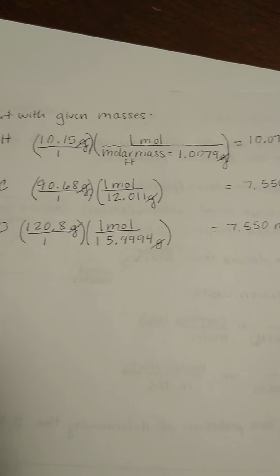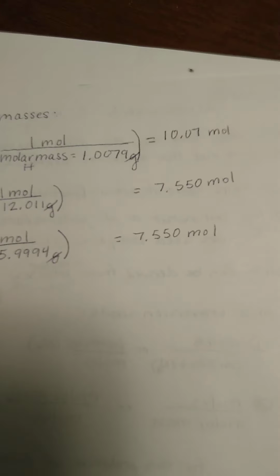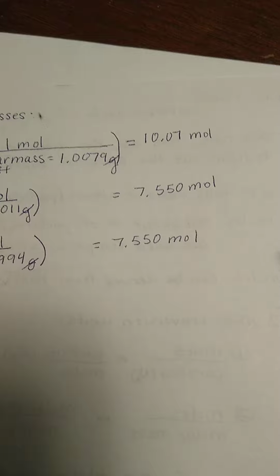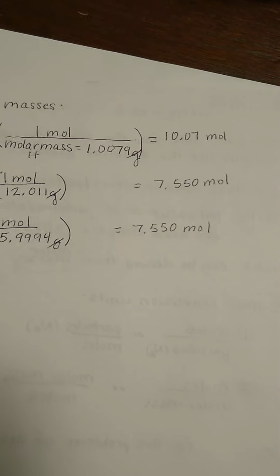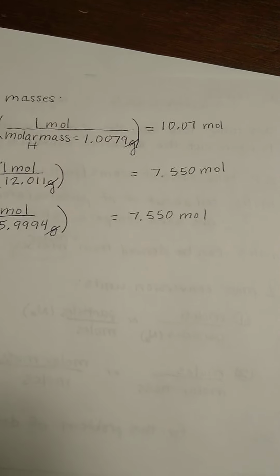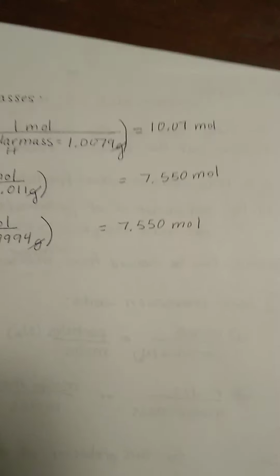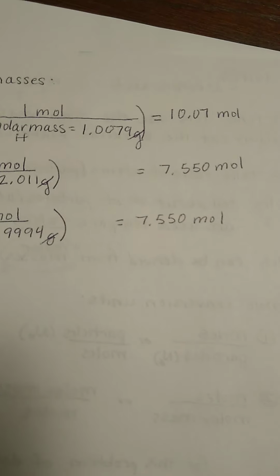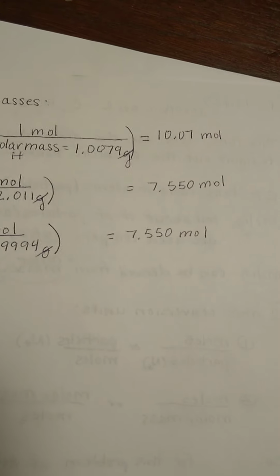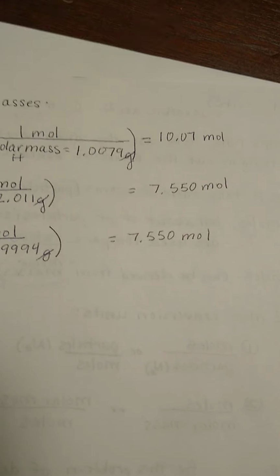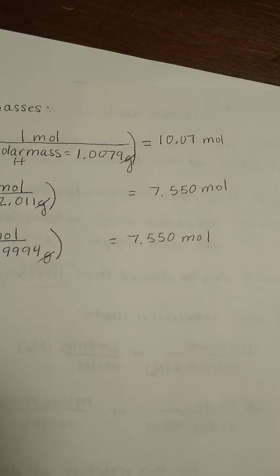Okay, doing the calculations, I get these numbers. So the grams canceled out. And then I have 10.07 moles for hydrogen, 7.55 for carbon, and 7.55 for oxygen. Okay, so remember from last time, we needed to get the moles into whole numbers because moles indicate whole number ratios. Atoms don't join up in ratios other than whole numbers.